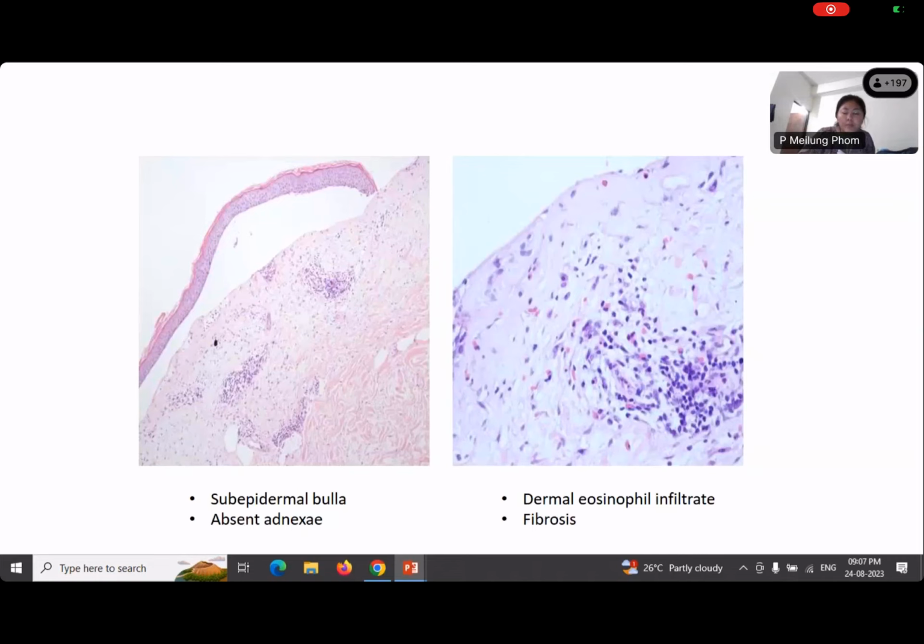Do you see any contents? You don't see anything here, isn't it? It looks cell poor, right? There are a few eosinophils in the infiltrate.